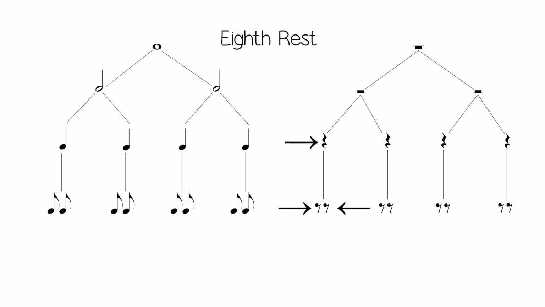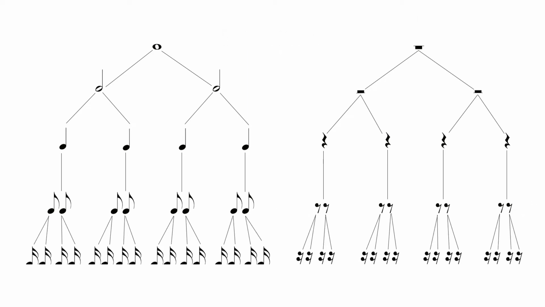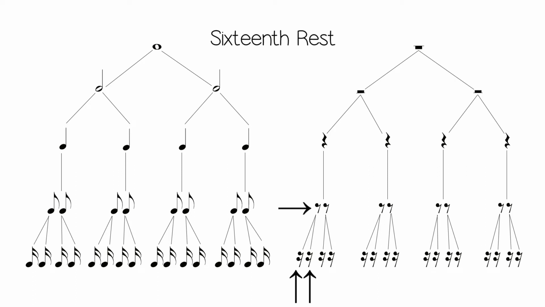There are 2 eighth rests in one quarter rest, 4 eighth rests in one half rest, 8 eighth rests in one whole rest. There are 2 16th rests in 1 eighth rest, 4 16th rests in 1 quarter rest, 8 16th rests in 1 half rest, and 16 16th rests in 1 whole rest.